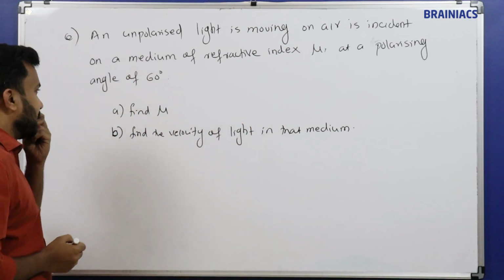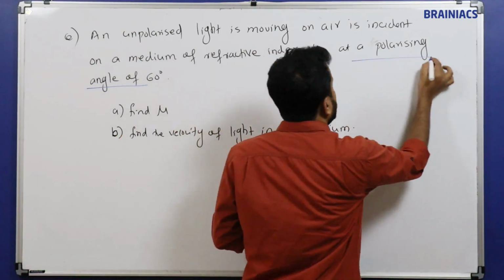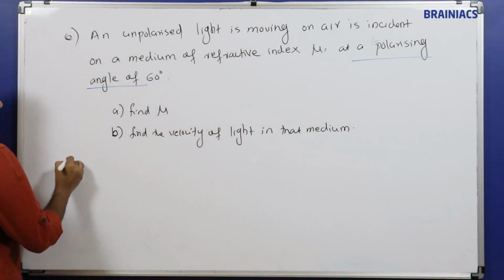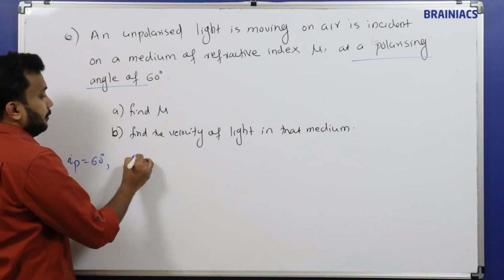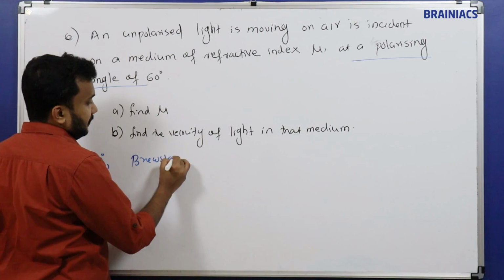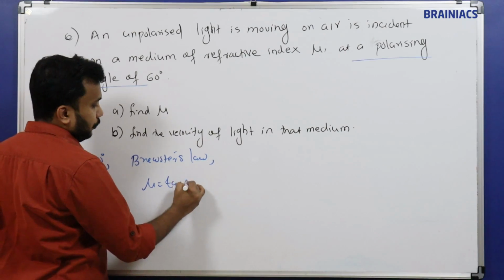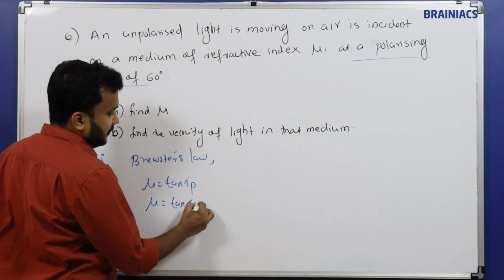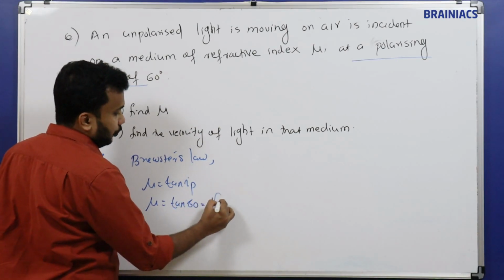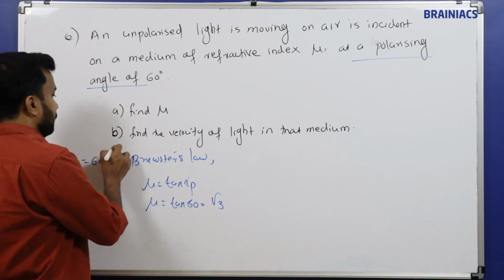So let's have a look at the question. The only factor given is the polarizing angle of 60 degree. So I know the polarizing angle IP is equal to 60 degree. How to find the refractive index? We apply Brewster's law. So mu is equal to tan of IP. The refractive index mu is equal to tan of 60 degree. Tan 60 is root 3. So the value of the refractive index is root 3. This is the first part of the question.